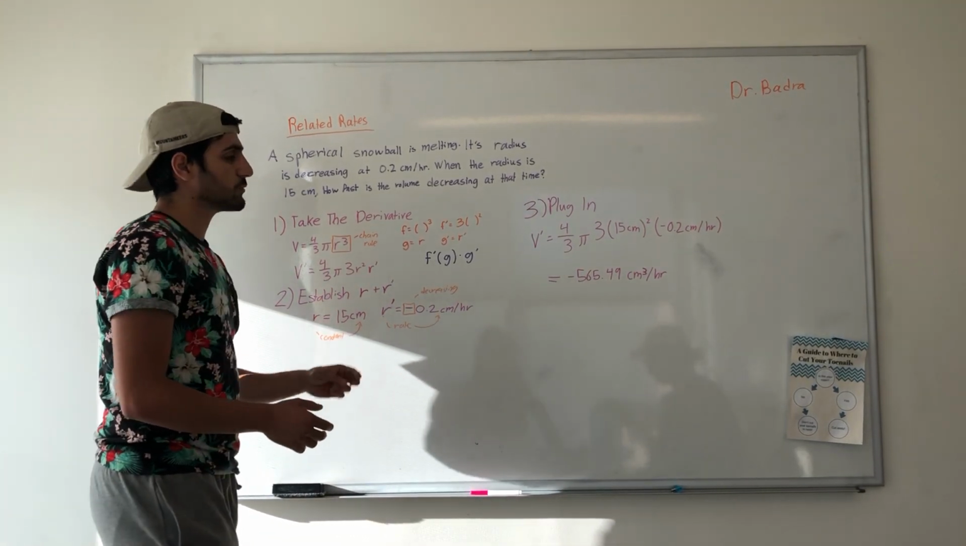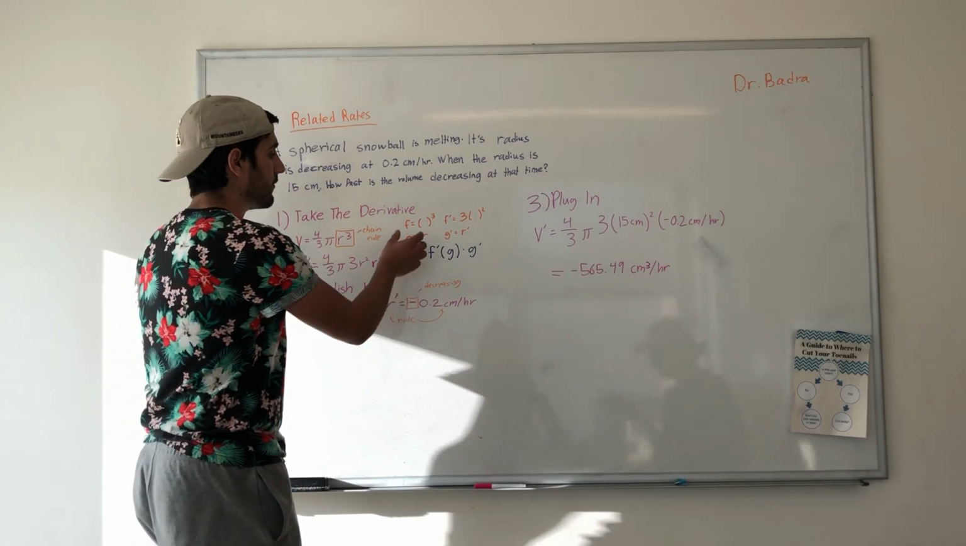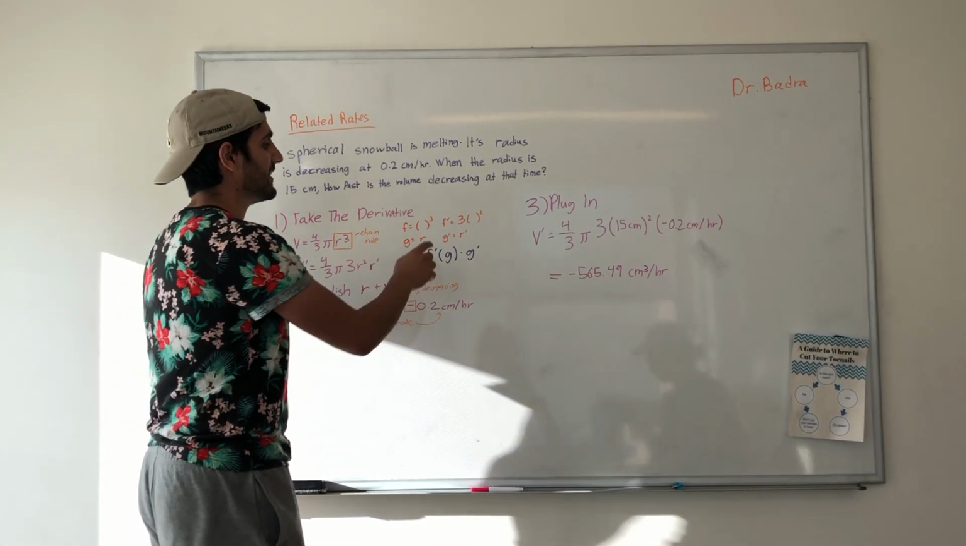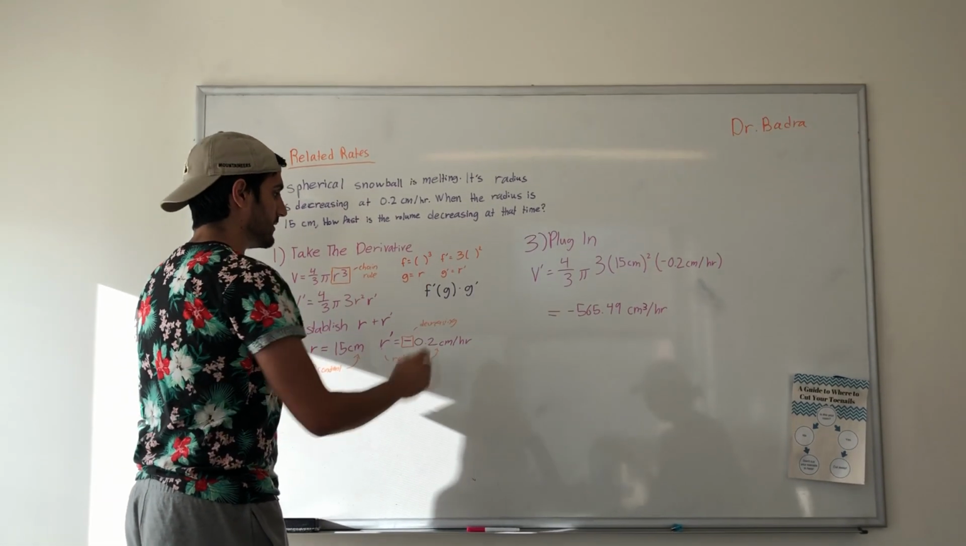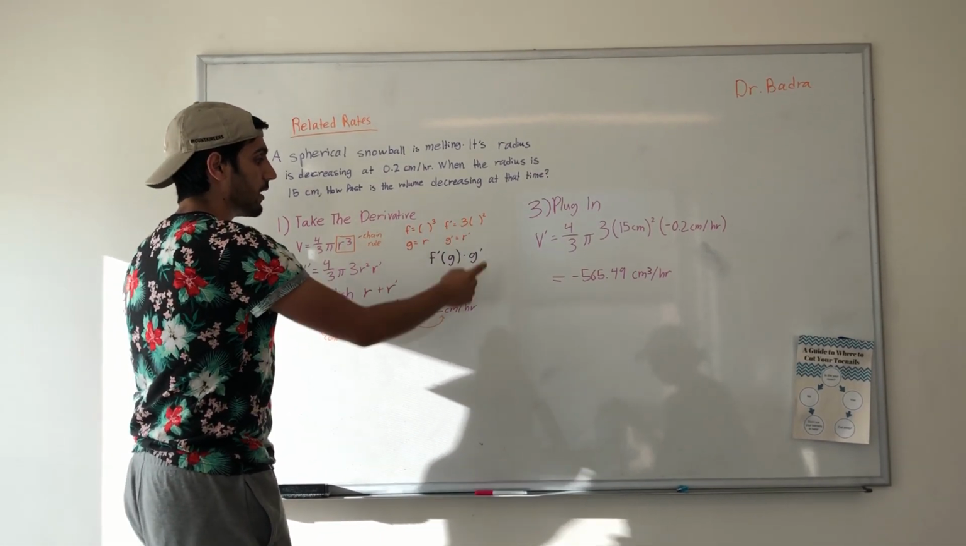So basically for the chain rule there's two parts. There's an outside equation and an inside equation. For the outside equation we have f is something cubed, and then f prime equals 3 times something squared, and then g equals r and g prime equals r prime.